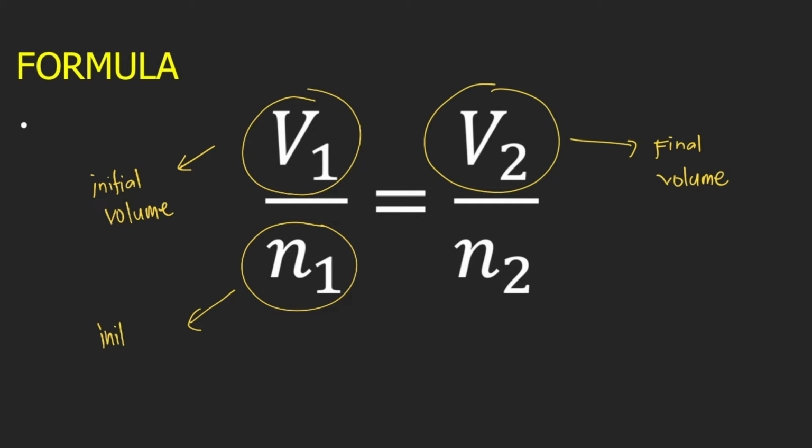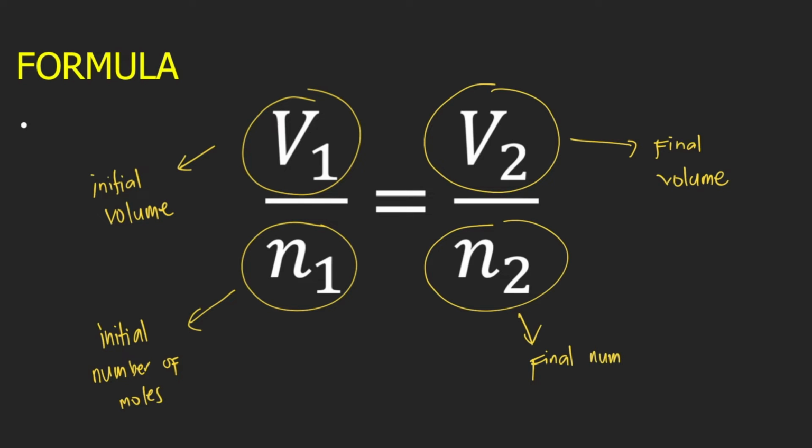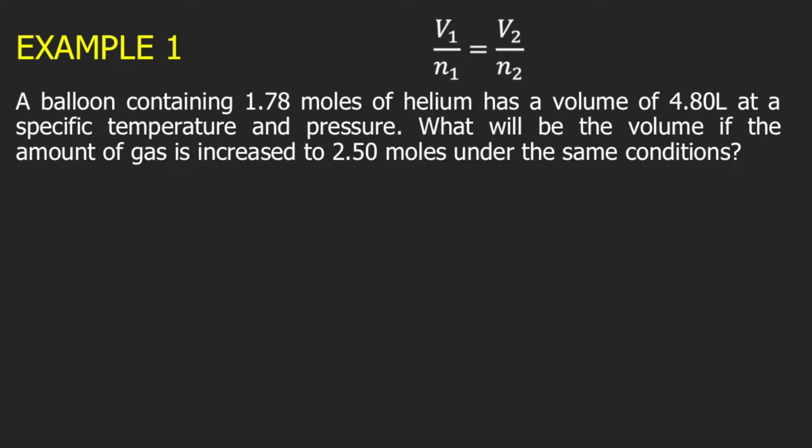Okay? Now, N1 is your initial number of moles and N2 is your final number of moles. Since N1 and N2 are number of moles, the only unit you can use for N1 and N2 is of course moles. Okay? Now let's try to answer some examples.